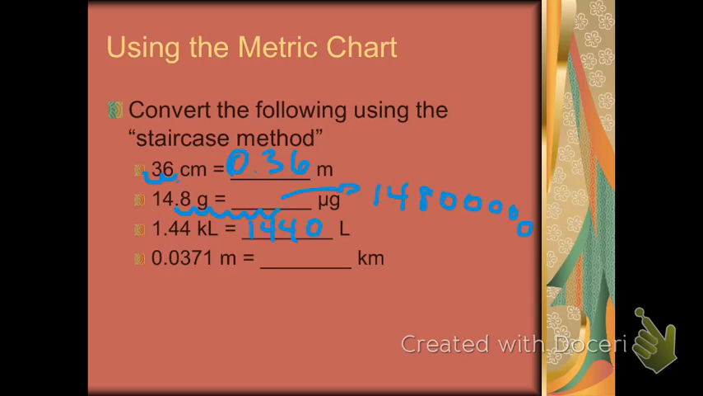and then the next one, you're going from meters to kilometers, and that is 3 to the left. So again, I'll put this answer outside the blank. We've got 1, 2, 3, and then the number. So that is the answers for that slide.